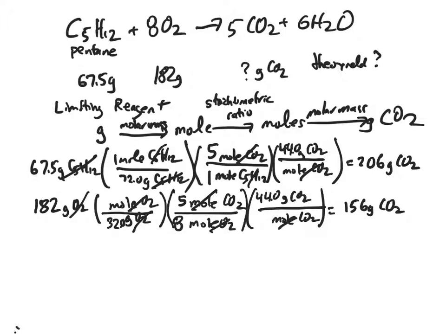So now it's decision time. Which one is the limiting reagent? We look at the two amounts of carbon dioxide produced, and whichever one is the smaller one, the lesser one, came from the limiting reagent. So 156 is smaller than 206, so that means our oxygen, molecular oxygen, is the limiting reagent, and our pentane was our excess reagent.